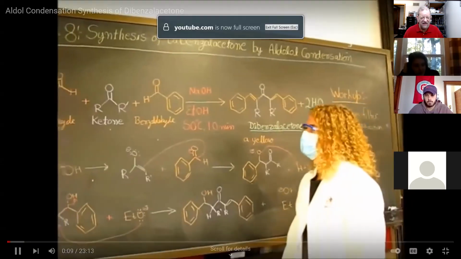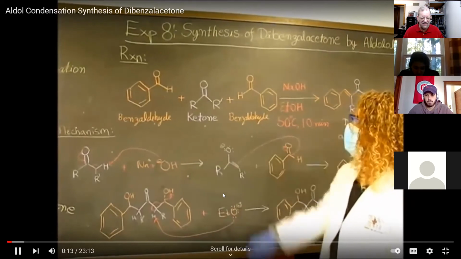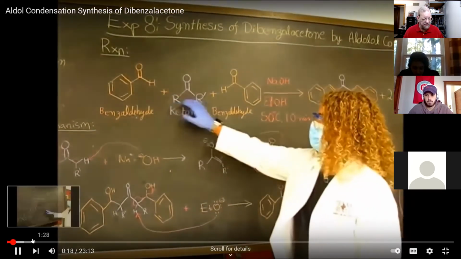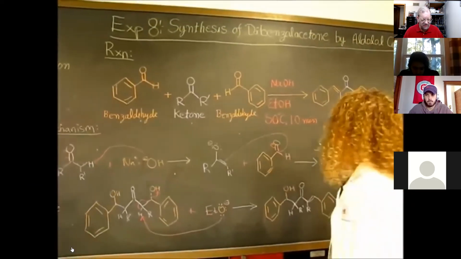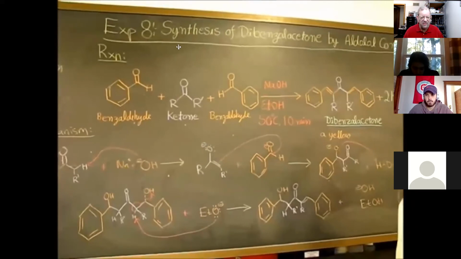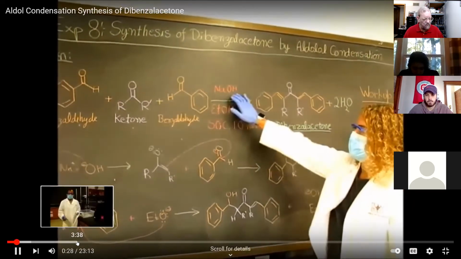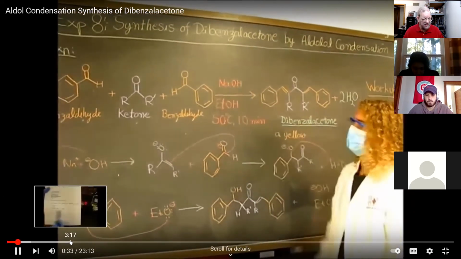So this reaction is the reaction between an aldehyde, where we're using benzaldehyde, and a ketone. The ketone we're going to be using is just acetone. These R groups are just examples, but it can be used with any ketone. The solvent is going to be methanol, and this aldol condensation is base catalyzed, so we're adding sodium hydroxide.